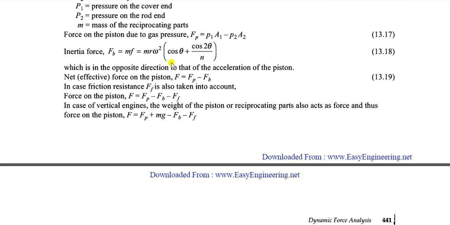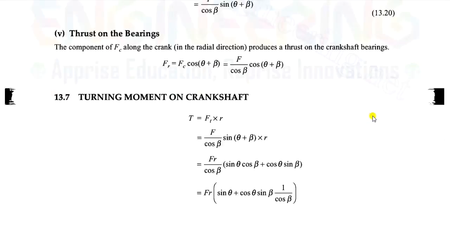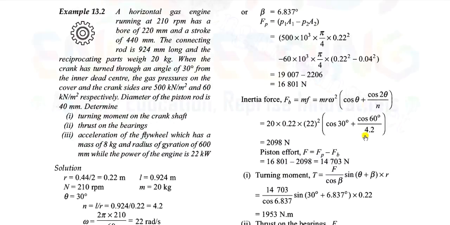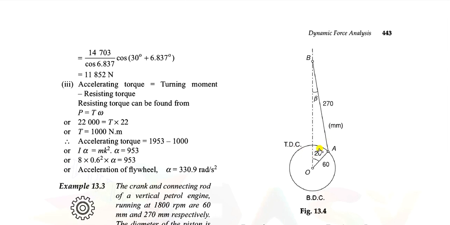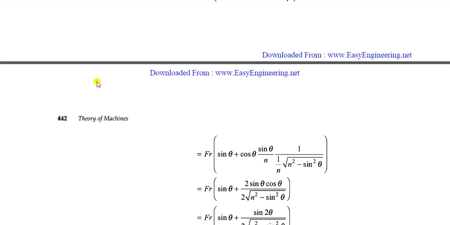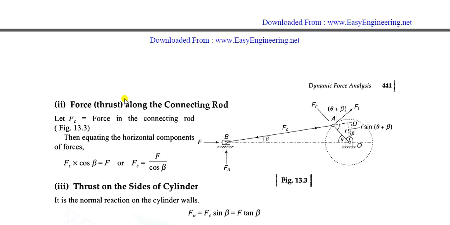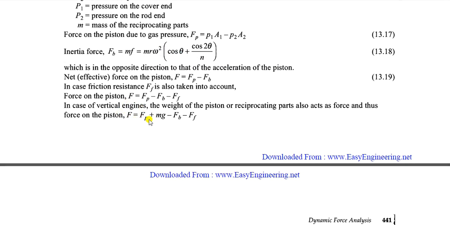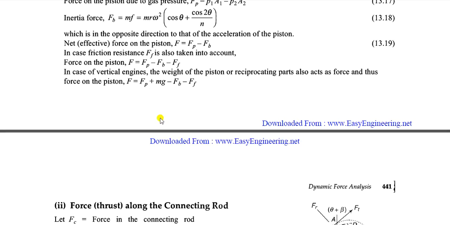For example, there is one numerical problem. Here it is a vertical engine, so in this case the mg effect will act downward, and that will add to the net force. So here it is Fp plus mg. If it is the out stroke, it will add. So Fp plus mg minus Fb minus Ff. This is your net force on the piston.